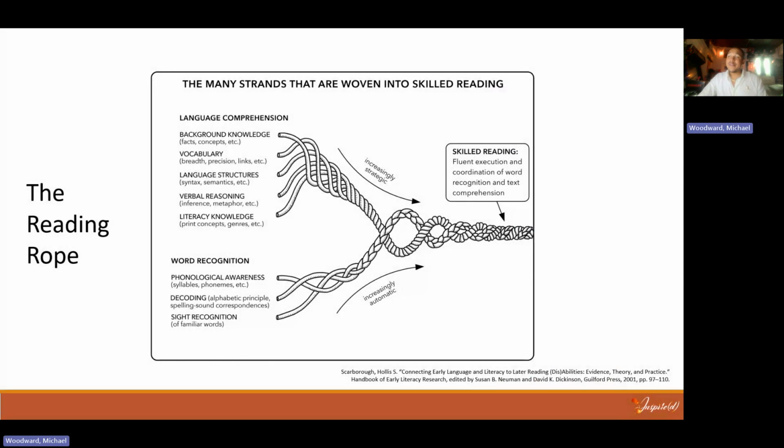So we think of the reading rope that Dr. Scarborough came up with. She did that lecture in 2006, where she had the braids and the different strings that were representative of the different reading strands within language comprehension and word recognition, braided together in a way that produces skilled reading. And that's the exciting thing: knowing that all these different things are woven together, and it's that harmonious input that brings about a great or soon-to-be great reader.